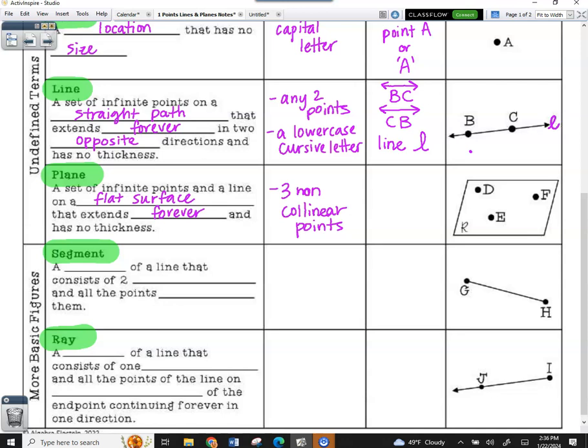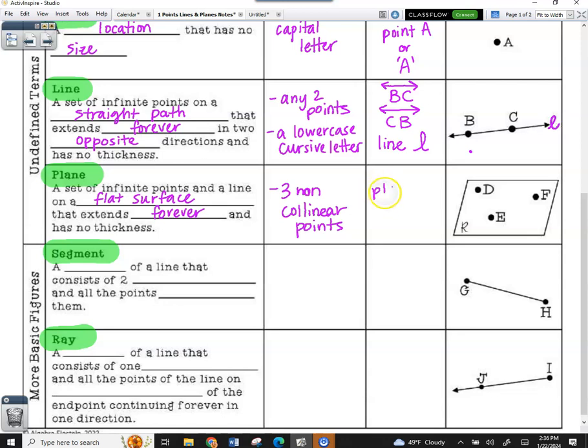Collinear is a vocab word coming up here in about 8 minutes. Collinear means coexisting points on the same line. Makes sense. Mathematicians name things in a way to help you know what the word means. Collinear, coexisting points on the same line. This is saying take any 3 points that don't form a straight line, and that's how you would name the plane.